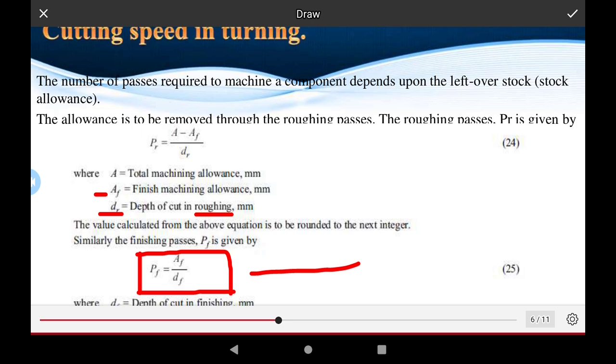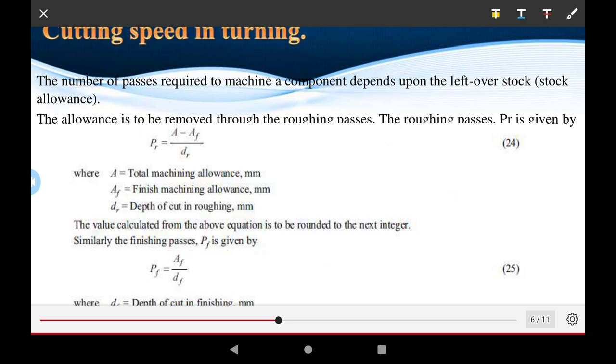DF is the depth of cut in the finishing, in mm. The depth value is given in mm, and AF is the finishing machine allowance. PF is the finishing process.